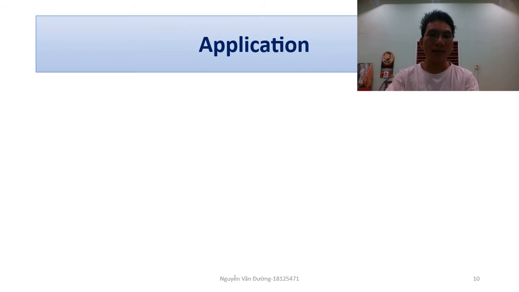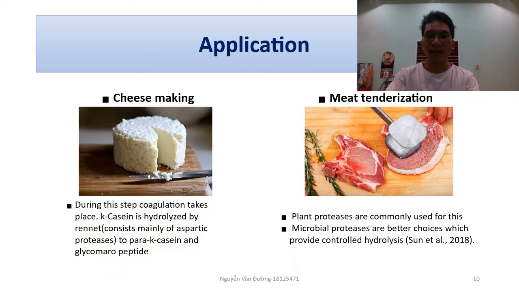We move on to the last part of protease enzyme lecture, application. Protease enzymes have a wide range of applications, especially in food processing. Protease enzymes have a lot of benefits for making new type of products. In this slide, I listed some applications of protease enzyme: cheese making, meat tenderization. In meat tenderization, plant proteases are commonly used for this. Microbial proteases are better choices, which provide controlled hydrolysis.